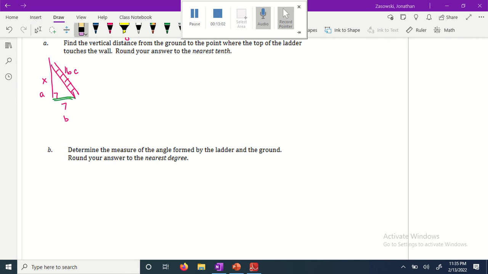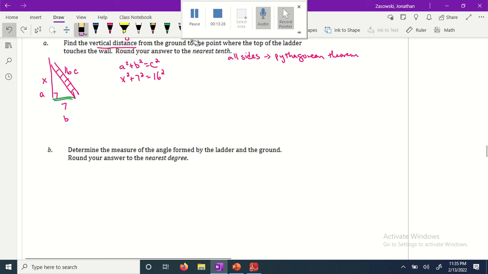Okay, so for part A here, we're trying to find the vertical distance. So keep in mind that that is this side from the ground to the top of the ladder. Since we're talking about just side lengths, we actually want to use the Pythagorean Theorem. So we can plug in a squared plus b squared equals c squared and do x squared plus 7 squared. Most important thing, remember the ladder is the hypotenuse here. Or we have our formula where we do c squared minus b squared equals a squared. So either square out the 7 and subtract, or you can use this formula. We should get 207 is equal to x squared. And then we're going to go ahead and take the square root of both sides to get our answer.